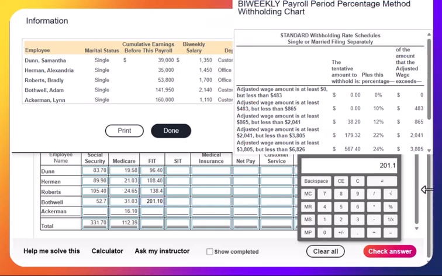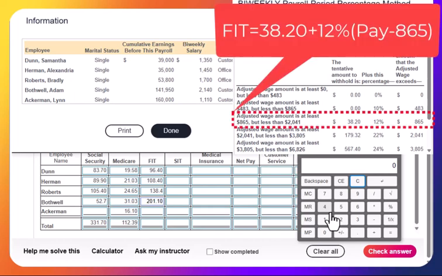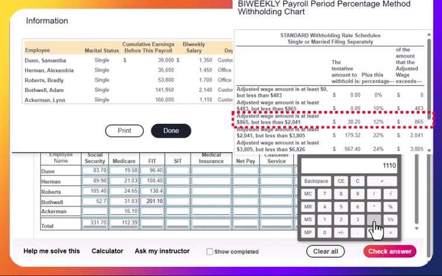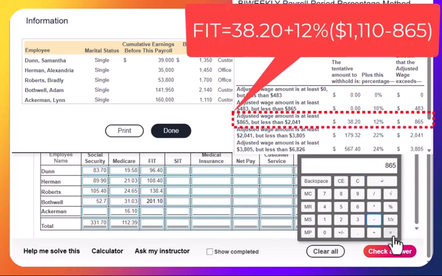And then we can go ahead and clear out and go to Lynn Ackerman. His biweekly salary will fall under the third row. So let's go ahead and type that in here. And then we will subtract 865 multiplied by 12%. And then add that 3820 back.